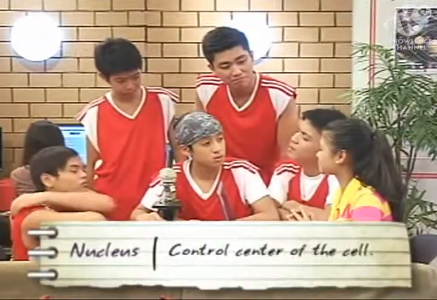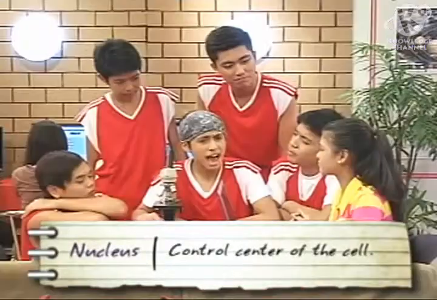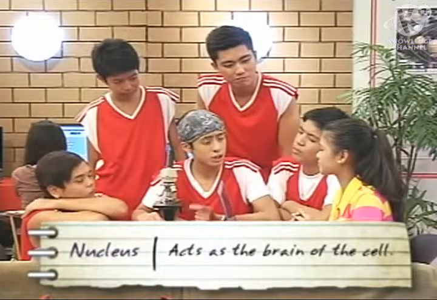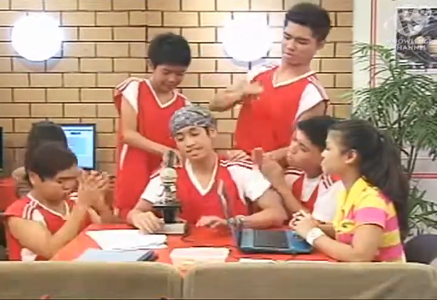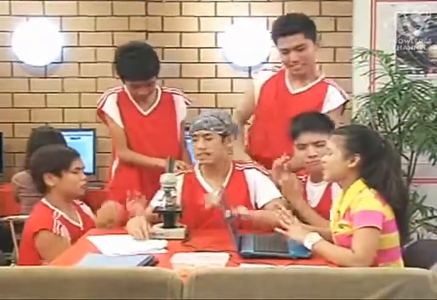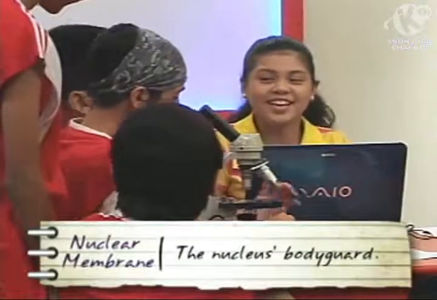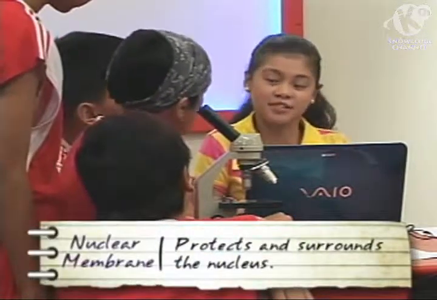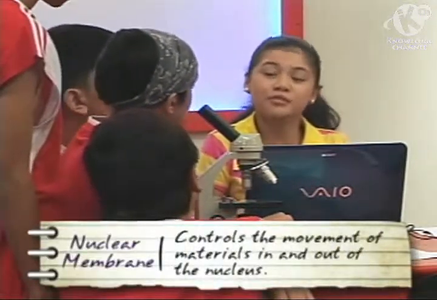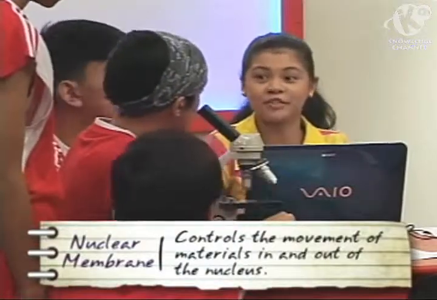The nucleus, the control center of the cell, acts as the brain of the cell. It regulates and controls all cell activities. The nuclear membrane is the nucleus's bodyguard. It protects and surrounds the nucleus. It also controls the movement of material in and out of the nucleus.